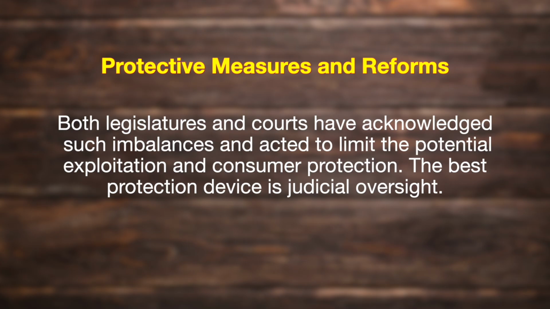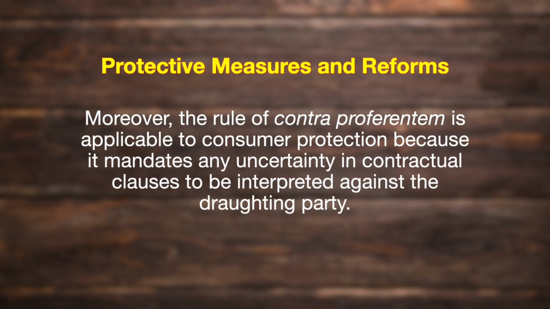The best protection device is judicial oversight. Indian courts have been actively applying the doctrine of unconscionability to strike down or limit the enforcement of unconscionable contract clauses. The doctrine forbids the enforcement of clauses that are so one-sided or oppressive, especially where the contracting parties did not have actual bargaining power. Moreover, the rule of contra proferentem is applicable to consumer protection because it mandates any uncertainty in contractual clauses to be interpreted against the drafting party.